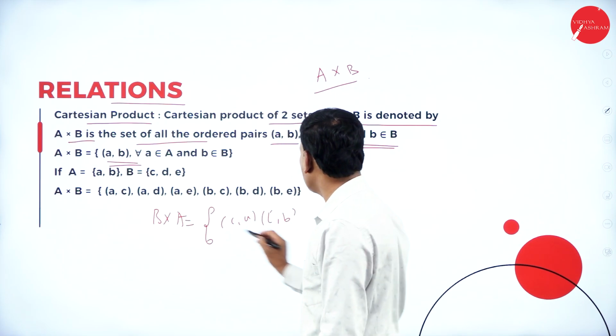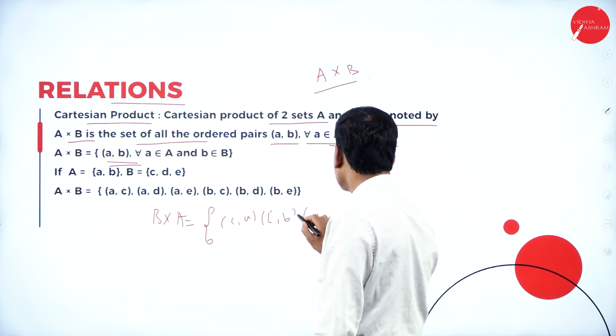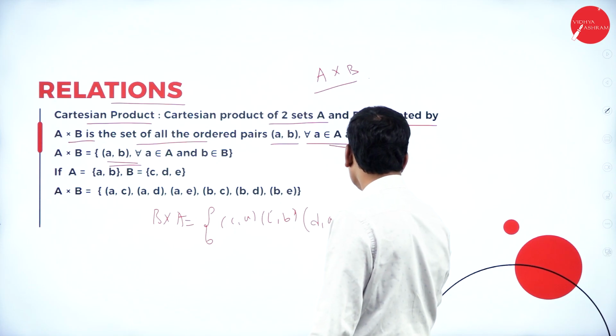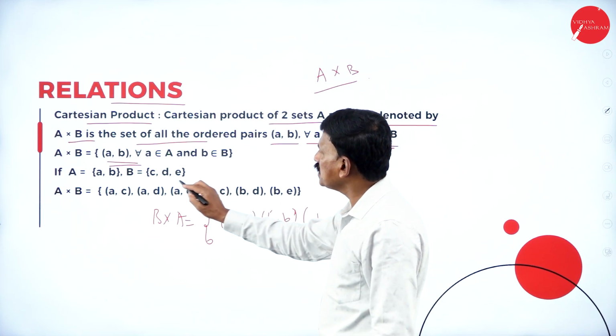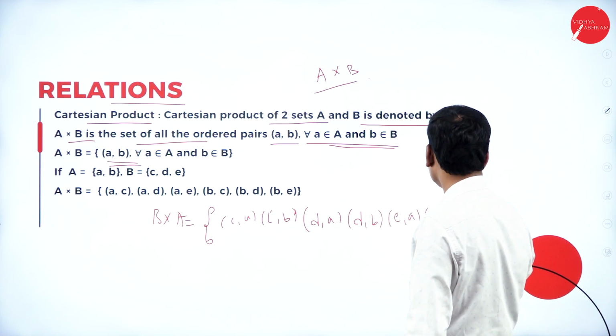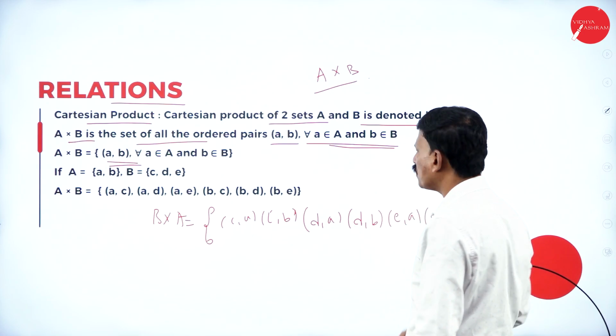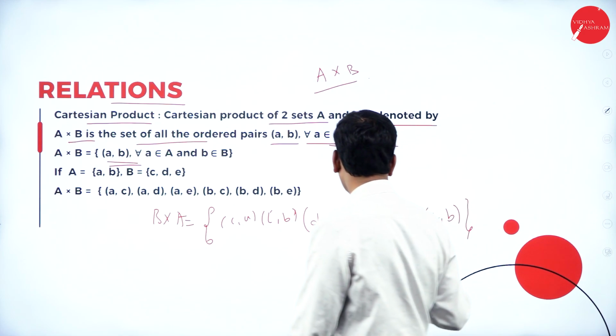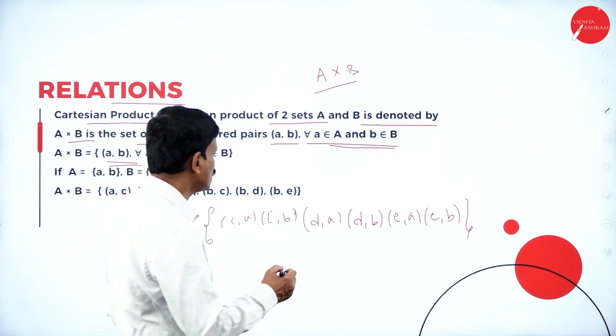Similarly, D comma A, then D comma B, and the last element E comma A, and E comma B. This is the Cartesian product B cross A. Let me take one more example. Let us take one small example.